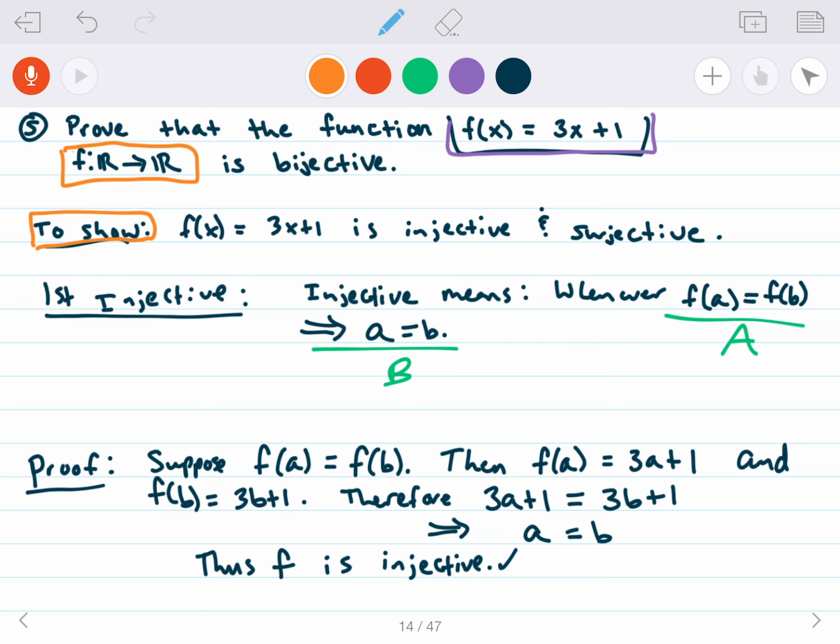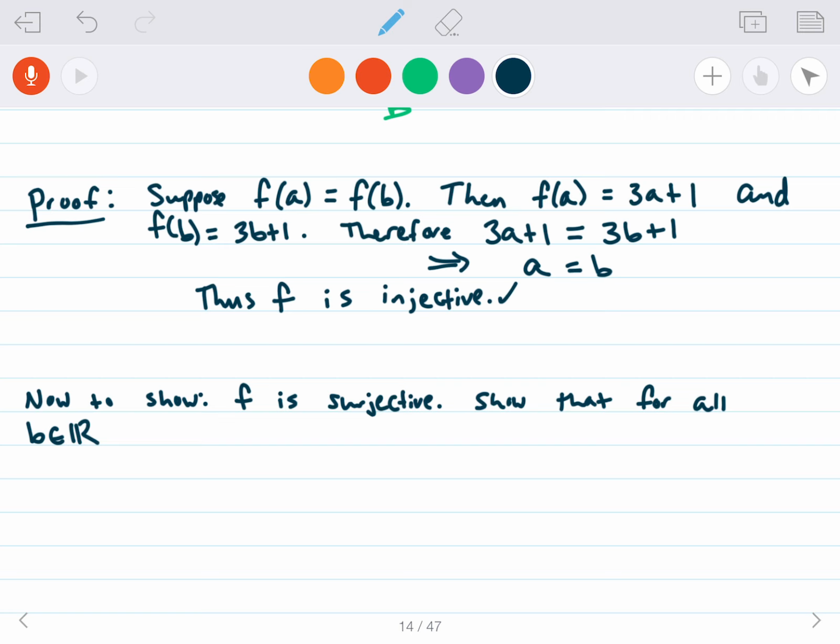Because that's our target space here. f is going from R to R. So everything in R, okay, so for all b in R, there exists an a in R such that f of a equals b. Okay? That's what it means to be surjective. Everything in our target space has something in our domain that corresponds with it.